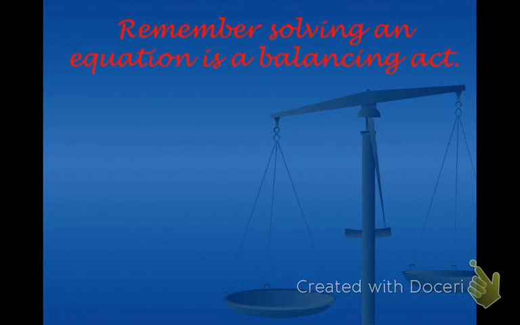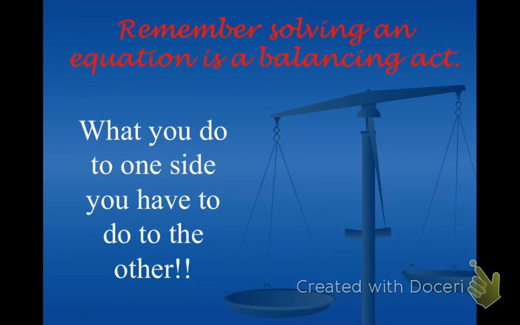Remember, solving an equation is a balancing act. Think of the scale, a balanced scale. What you do to one side, you have to do to the other. So that's one reason why we find the equal sign and put a little dash line or a line straight down the equal sign, so that we know that we're doing the same mathematical operations on both sides.